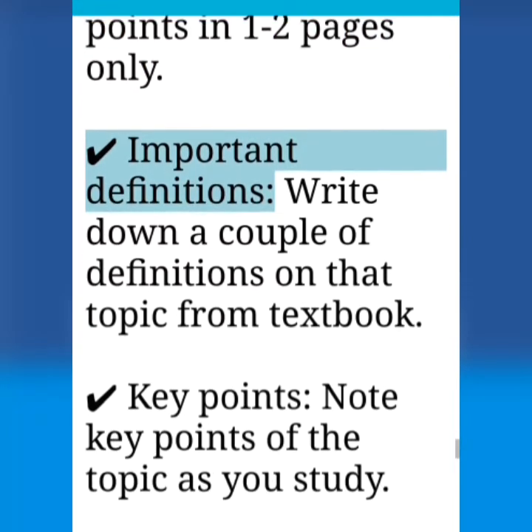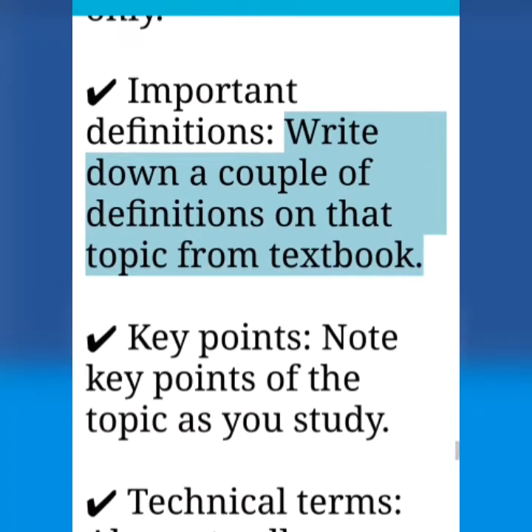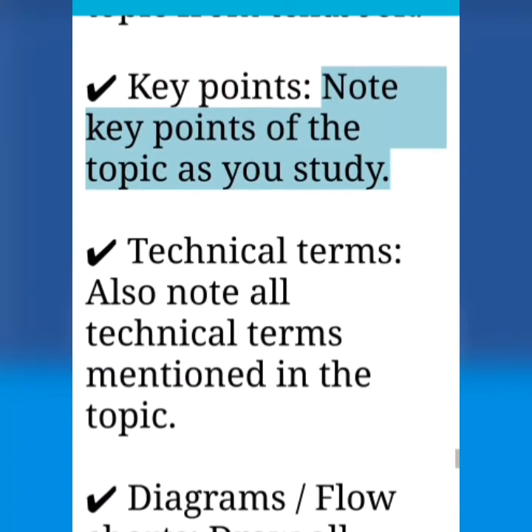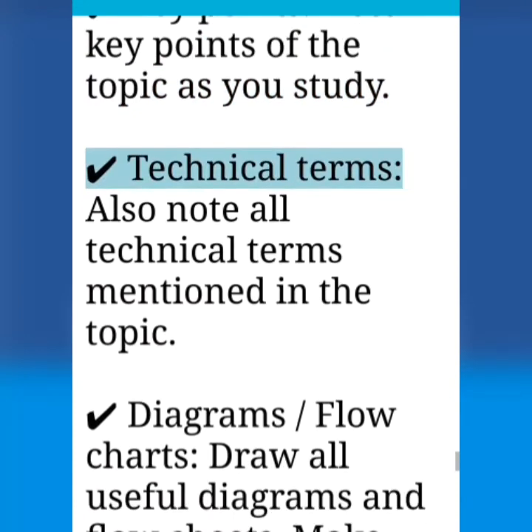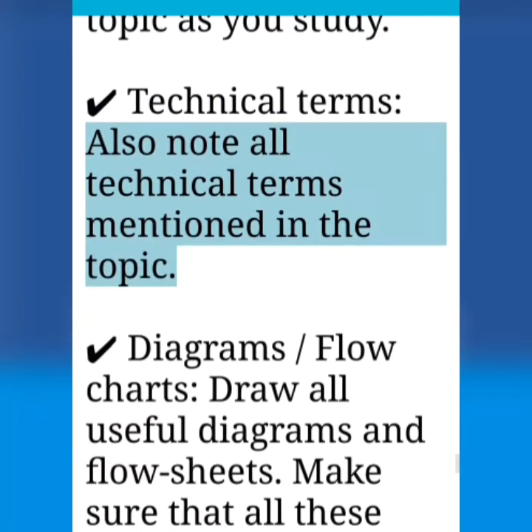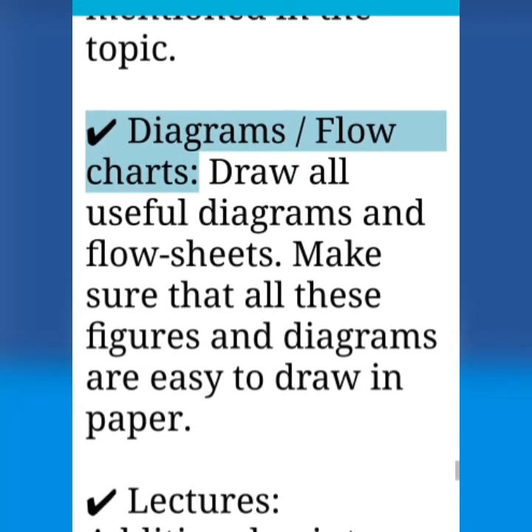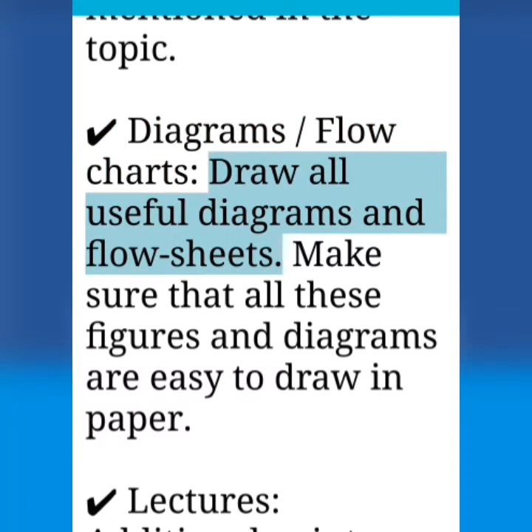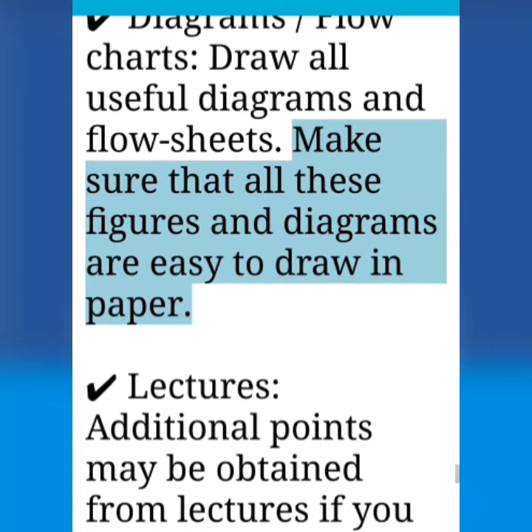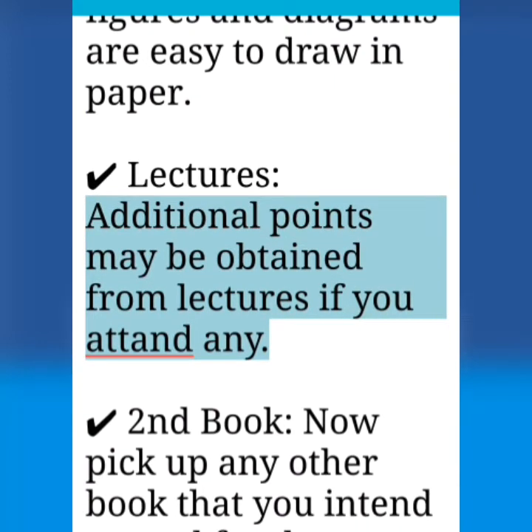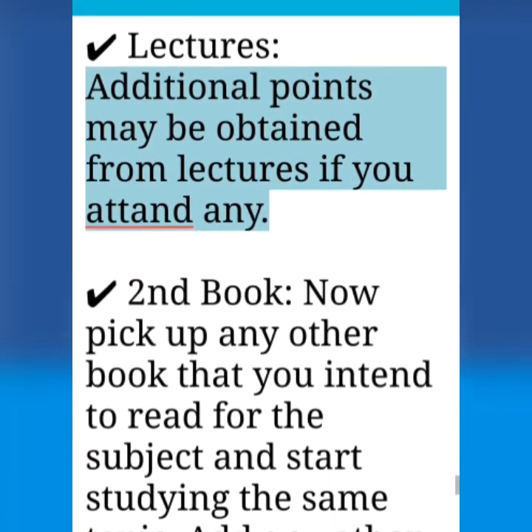Important definitions. Write down a couple of definitions on that topic from the textbook. Key points. Note key points of the topic as you study. Technical terms. Also note all technical terms mentioned in the topic. Diagrams, flow charts. Draw all useful diagrams and flow sheets. Make sure that all these figures and diagrams are easy to draw on paper. Lectures. Additional points may be obtained from lectures if you attend any.